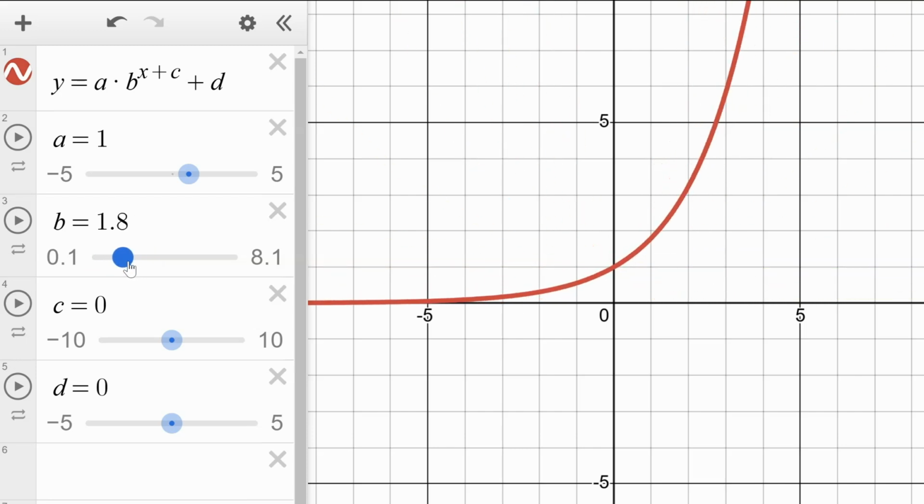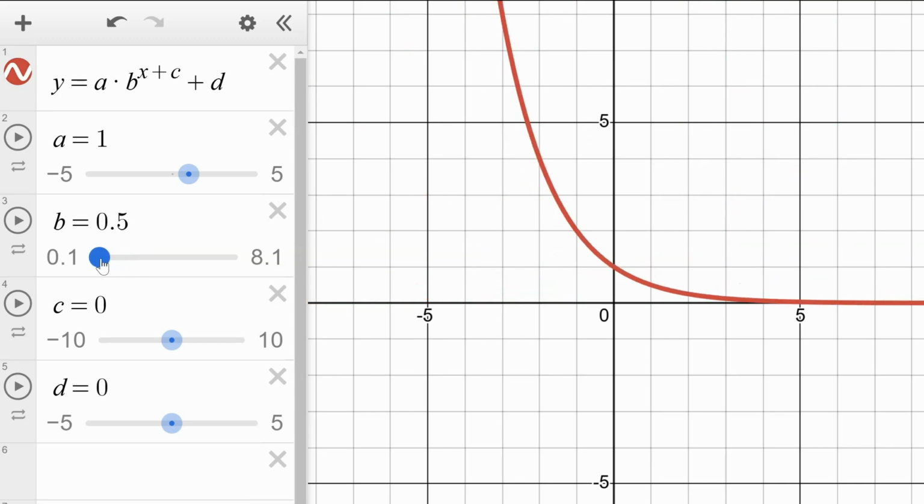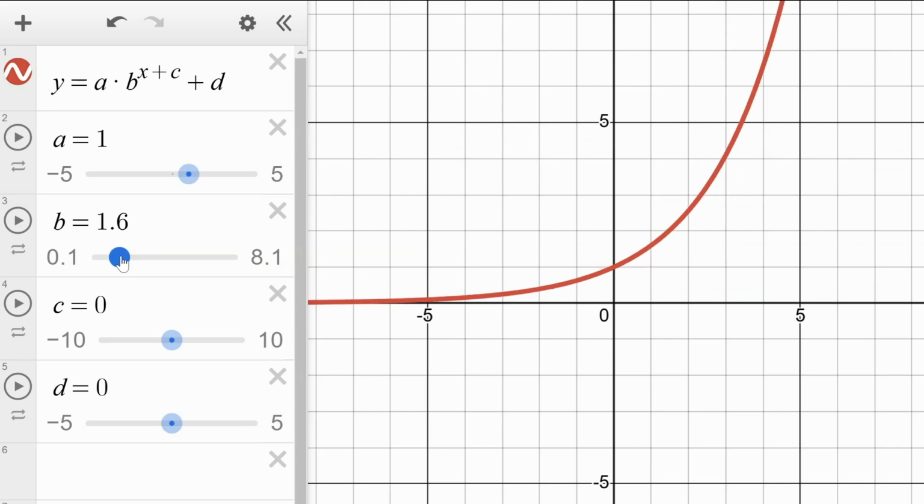You see what's happening. It either goes up to the right if the base is bigger than 1, down to the right if the base is smaller than 1. But for more detail on that, of course, watch the previous video.